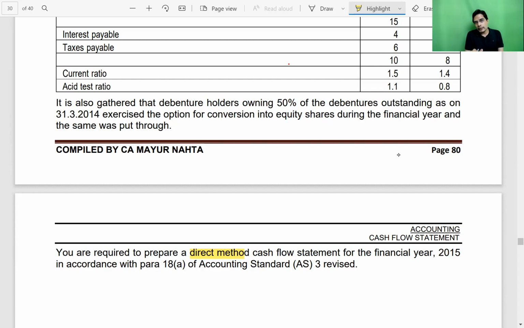To find payment to creditors, we need to prepare creditor account. To prepare creditor account, we need the opening balance of creditor, closing balance of creditor. And we need purchases. They have not given opening creditor, closing creditor. We have to find out by using ratios. To find out purchases, we need to use the COGS equation. In the COGS equation, we need the opening stock and closing stock. So first, what we will do, we'll find out opening debtor, closing debtor, opening stock, closing stock, opening creditor, closing creditor. And then we will use it in the debtor and creditor account to find out the cash collected and cash paid, which we'll use in the operating activity.